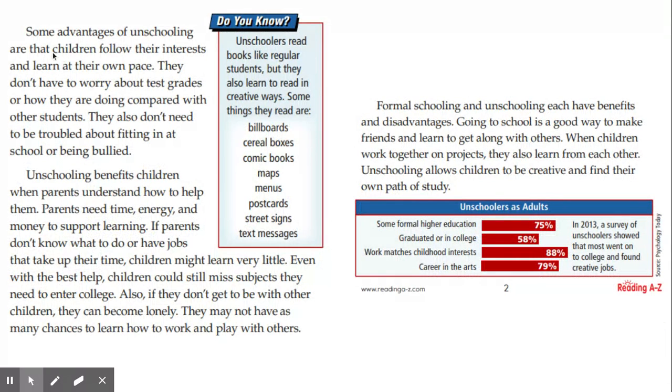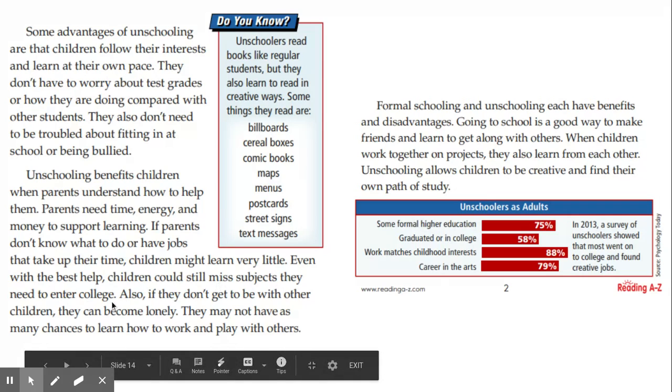Some advantages of unschooling are that children follow their interests and learn at their own pace. They don't have to worry about test grades or how they are doing compared with other students. They also don't need to be troubled about fitting in at school or being bullied. Unschooling benefits children when parents understand how to help them. Parents need time, energy, and money to support learning. If parents don't know what to do or have jobs that take up their time, children might learn very little. Even with the best help, children could still miss subjects they need to enter college. Also, if they don't get to be with other children, they can become lonely. They may not have as many chances to learn how to work and play with others.